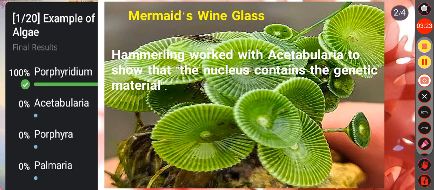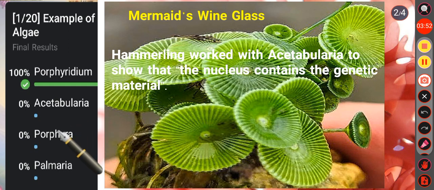In this experiment, he removed the part of the Acetabularia cell and grafted them onto another cell. And he observed that the regenerated part of this cell took on the characteristic of the species from which the nucleus came. Right? So he proved the role of nucleus in heredity. So here remember, Acetabularia is a unicellular green alga, right?